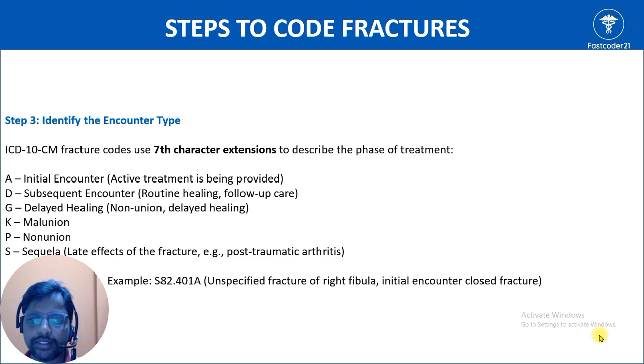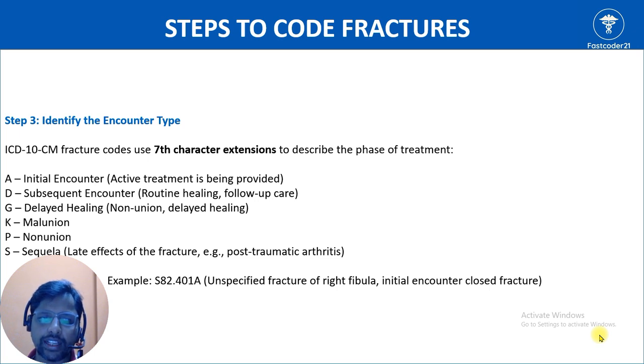Next, we will learn the third step, identify the encounter type. ICD-10 CM fracture codes use a 7th character extension to describe the phase of treatment. First one is A, initial encounter. Most of the time you can see initial encounter in the emergency departments. So what is initial encounter? Active treatment is being provided. Next one is D, subsequent encounter. So routine healing, follow-up care. Next one is G, delayed healing.